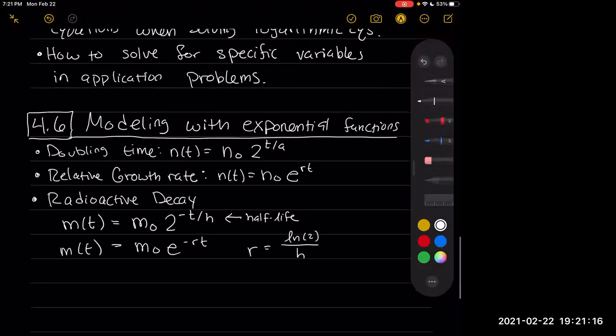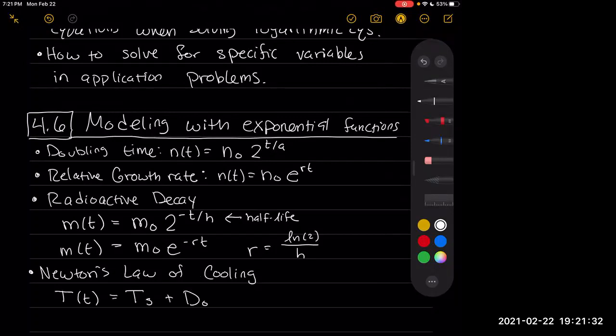And then our last equation we learned about was Newton's law of cooling. And this was T of t equals T sub s plus D naught e to the negative kt. All right, so these were our main application problems that we looked at, and we should be able to solve for specific variables within them.